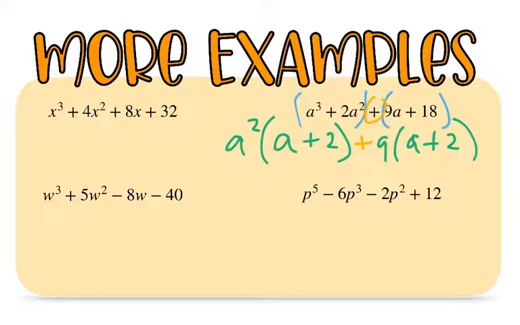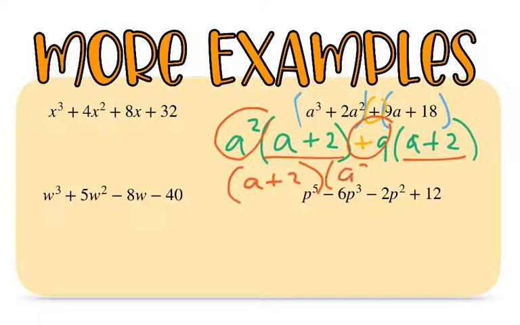Last step is put together your common term. So a plus 2 is your common term. So I'm going to write that down once. And then your leftovers, a squared plus 9, you write your leftover group down once. And that's it. That's your final answer. This right here, you factored by grouping, and you're done. All right, pause the screen if you need to look that over. I'm going to clear the page.